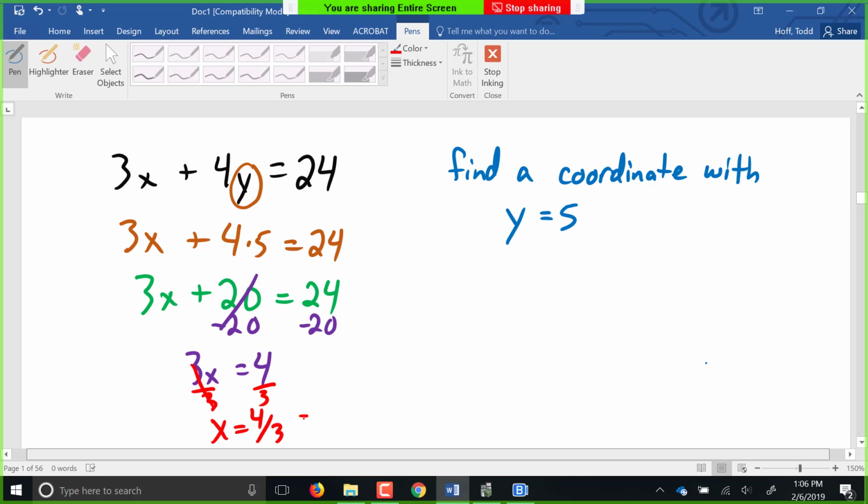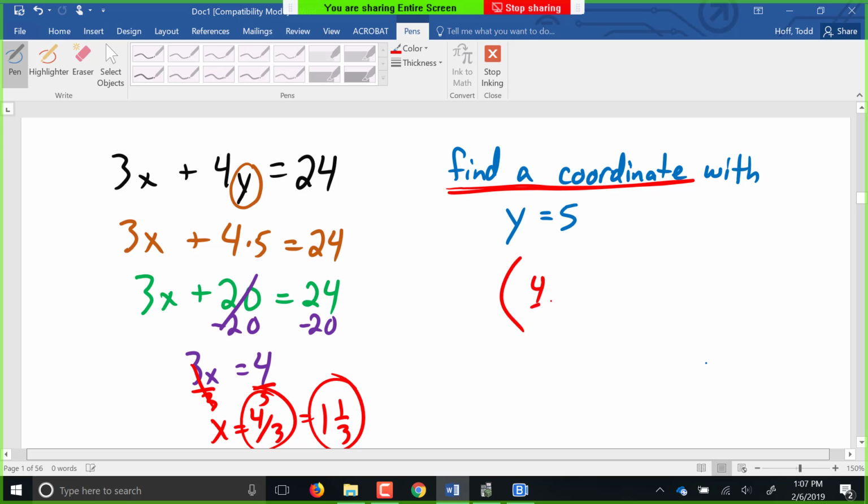Now you could leave it as 4/3 or 1 1/3. It doesn't matter to me. My math lab may prefer the improper fraction. But I haven't answered the question yet. What do I still have to do? Find the ordered pair. What's it going to be? 4/3, comma 5. If you had 1 1/3, comma 5, that's acceptable as well.